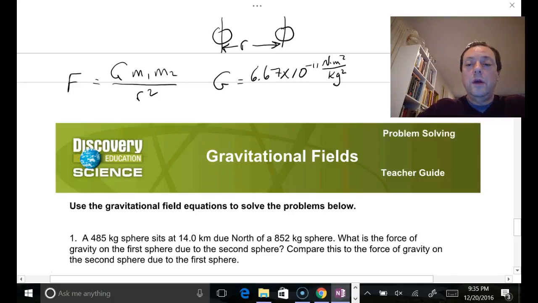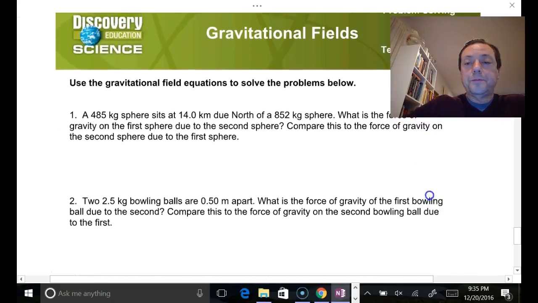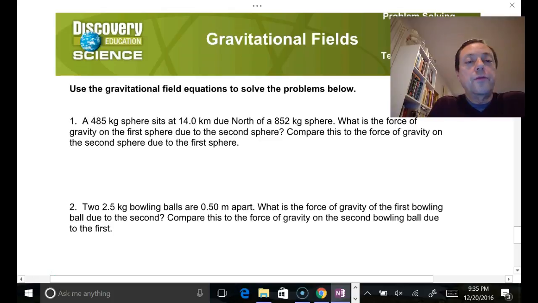Okay, let's try one of these. A 485 kilogram sphere sits at 14 kilometers due north of an 852 kilogram sphere. What is the force of gravity on the first sphere due to the second sphere? And compare this to the force of gravity on the second sphere due to the first sphere. Well, the third law will probably have something to say about that.